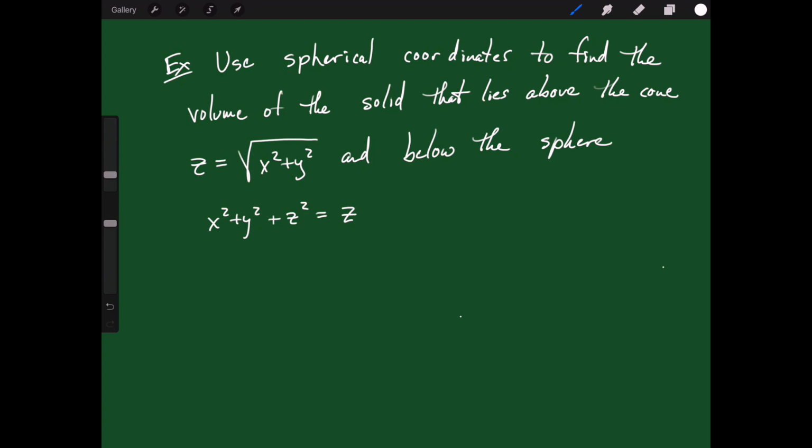So what we have here is, first of all, a cone. Okay, this cone is going to look something like this.